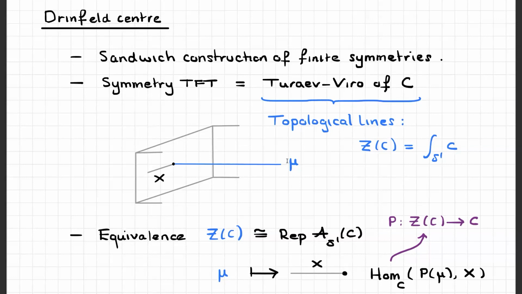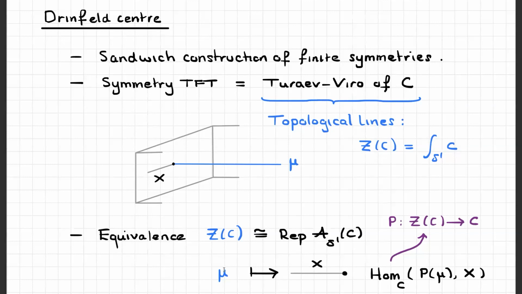And bulk lines in Turaev-Viro theory are captured by the Drinfeld center. And so that gives it a direct connection with the Drinfeld center. In particular, there's a braided equivalence between the Drinfeld center and representations of this tube algebra. And so the way that works is basically captured by this picture.